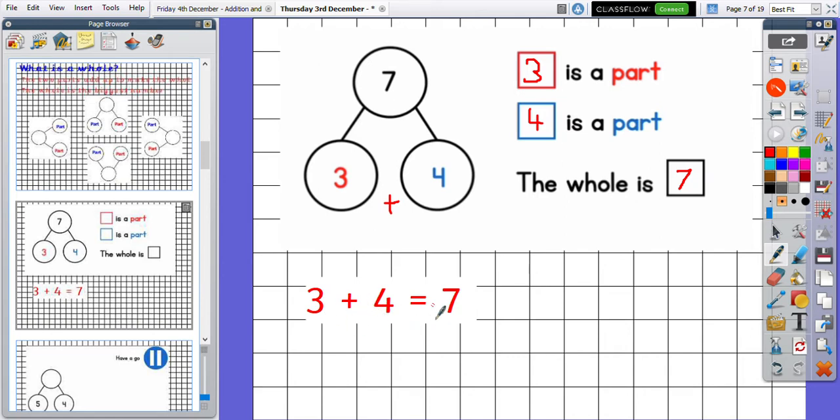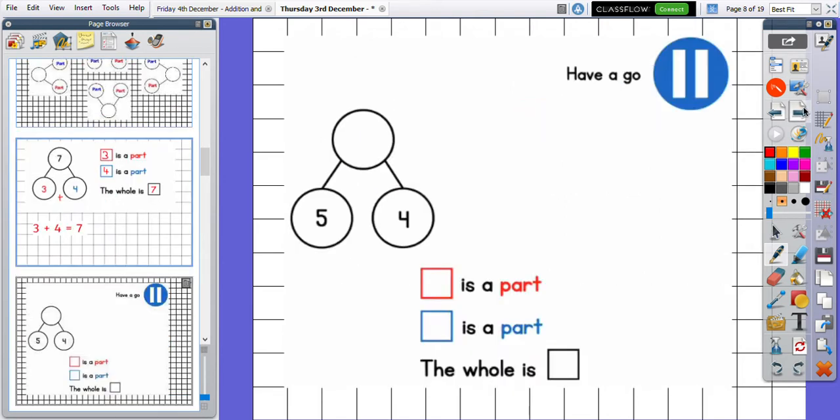3 add 4 equals 7. 3 and 4 are my parts, 7 is my whole number, because those numbers make up my 7. They are a part of my 7. Okay, if you pause the video now, you can have a go on your own, and then I will come back and I will go through the answers.